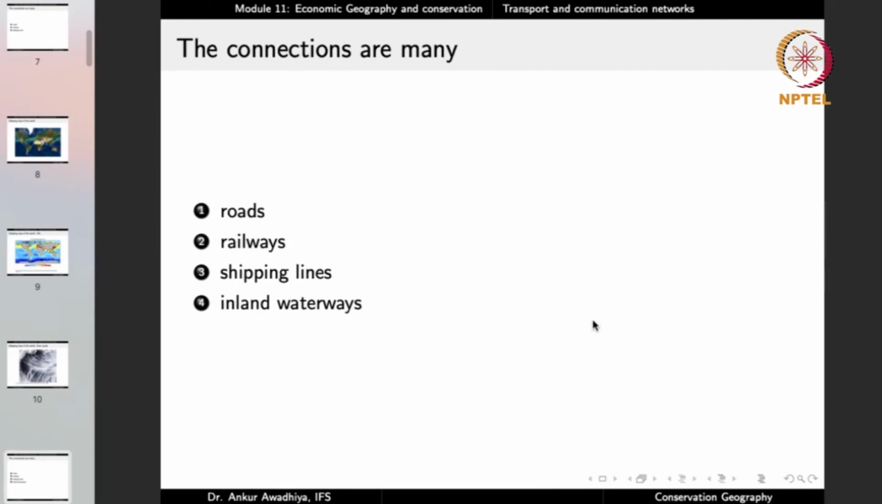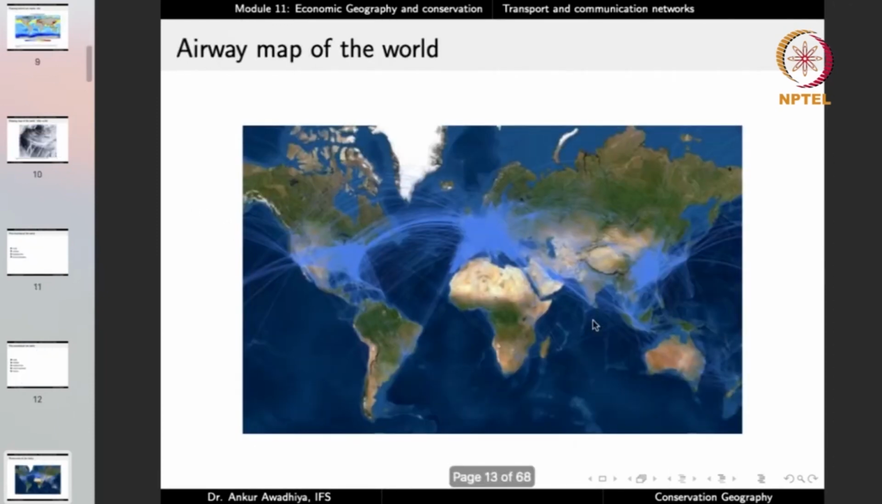Other modes of connection are inland waterways and airways, and here again we find that there are certain areas that have a very high density of air routes: areas in eastern United States, areas in Europe, areas in eastern China. There are so many aeroplanes that are moving through these areas. They are the major hubs in the world.